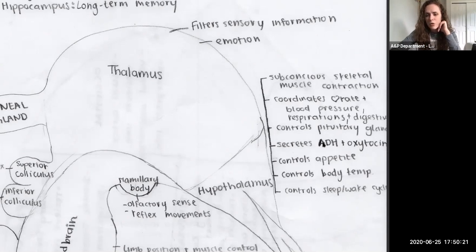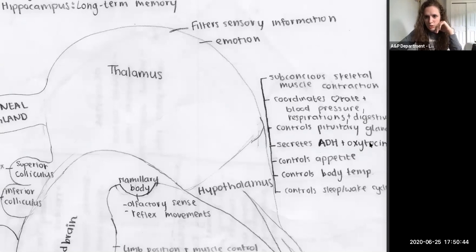ADH, antidiuretic hormone, is your anti-peeing hormone, meaning that you're going to retain urine and not pee as much. Oxytocin is your hormone that helps you have babies. It delivers babies and helps with milk production in women. Okay, so your hypothalamus secretes ADH and oxytocin. That's your first big one.